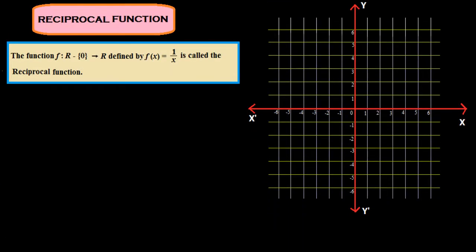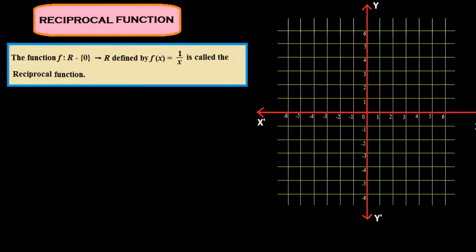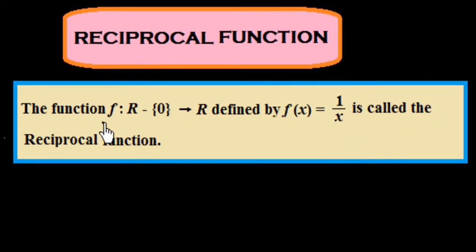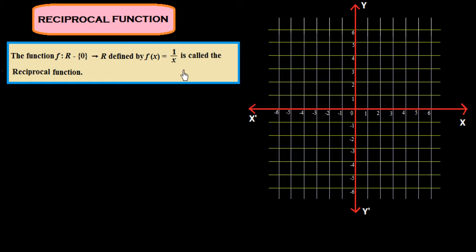First I would like to define what a reciprocal function is. The function f from R minus 0 to R defined by f of x equals 1 over x is called the reciprocal function. So it is the reciprocal of any number. If there is 5, the reciprocal of 5 would be 1 over 5. In this way it is called the reciprocal function.